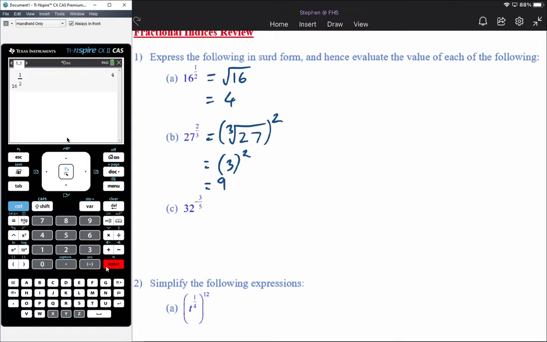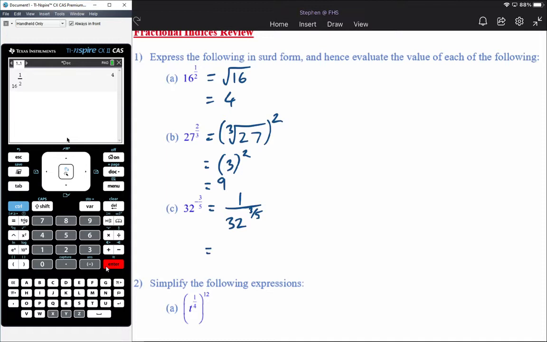Now let's go to the last one, where we have 32 to the power of negative 3/5. Now this one's a bit more tricky because of the negative power. But as always, we try and get rid of the negative power as soon as possible, which is what we're going to do. So to get rid of the negative power, I'm going to place the entire expression in the bottom of a fraction, and then just get rid of the negative power. So we have 1 over 32 to the power of 3/5.